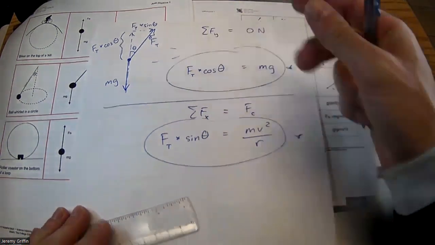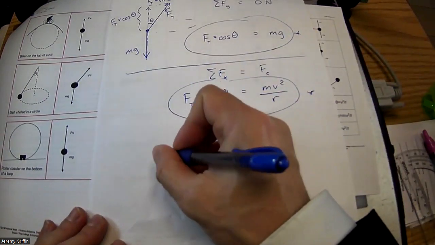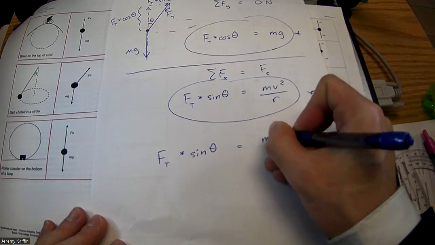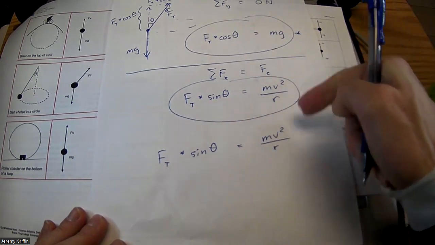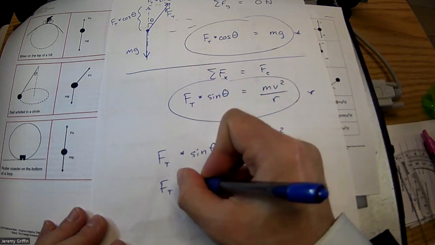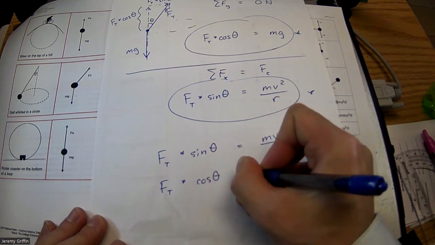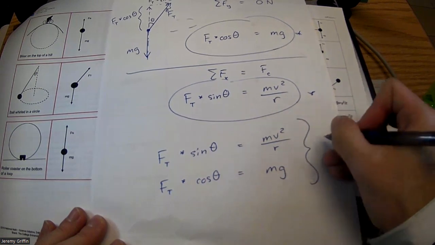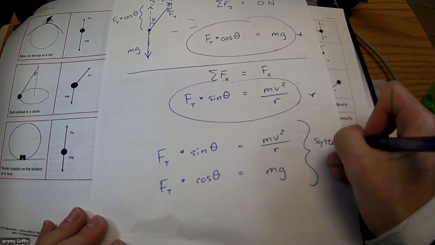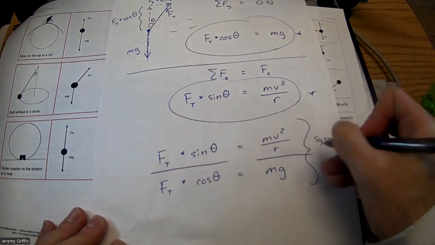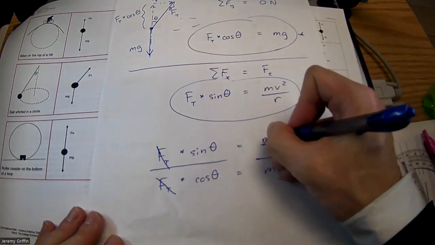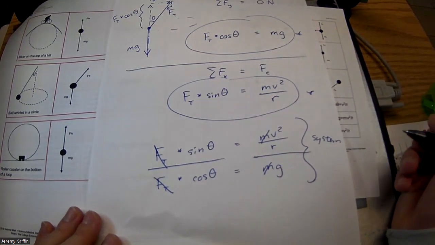If I do this divided by this, I'll stack them right on top of each other. Ft sine theta equals mv squared over r. Just copy pasted that. Ft cosine theta is equal to mg. There's your system right there. Can I divide one equation by the other equation? The tension cancels, the mass of the ball cancels.